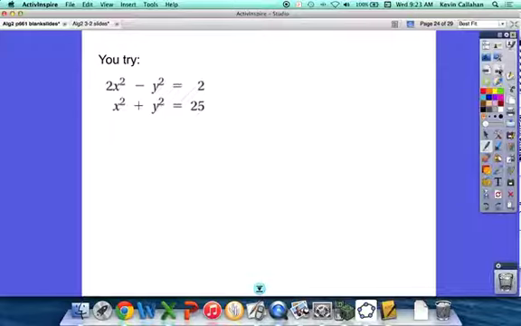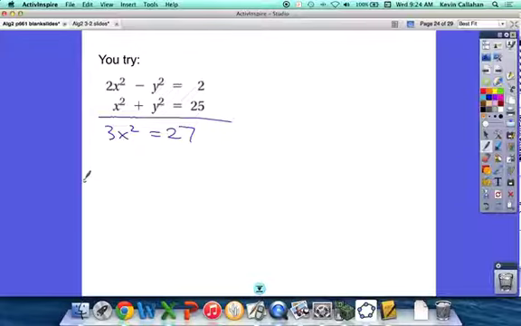So what is beyond this? This one is all set up if you add them together, right? You eliminate the y squareds right away. And you end up at a point where we were on the other one. Solve for the x squared, divide by 3, take the square root of both sides.